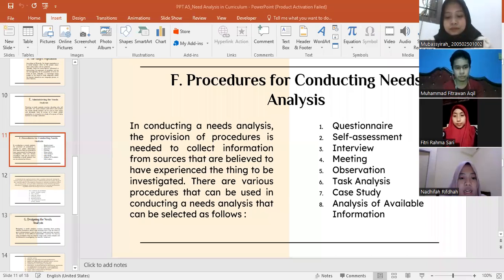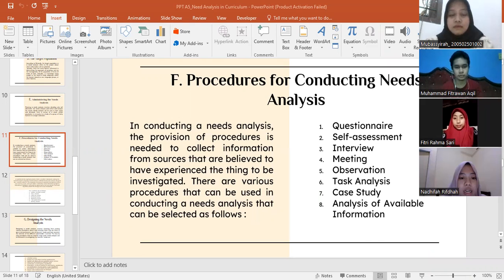Interviews are considered a more effective procedure than others, which can be done face-to-face or by telephone. However, interviews can be used as the beginning of a questionnaire to explore the topic to be analyzed. So is it feasible to use interviews in order to get a lot of structured or consistent responses? Number 4 is meeting.